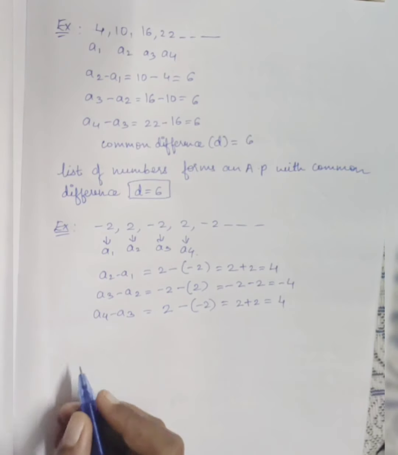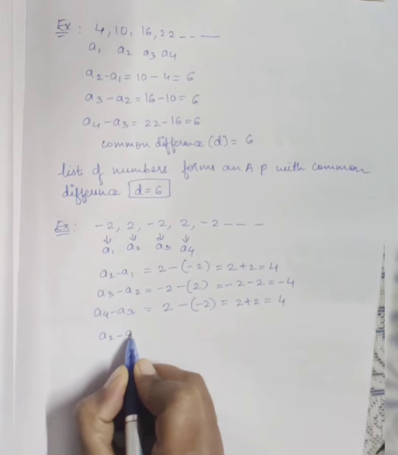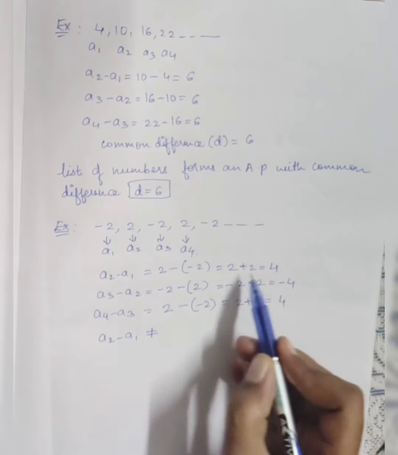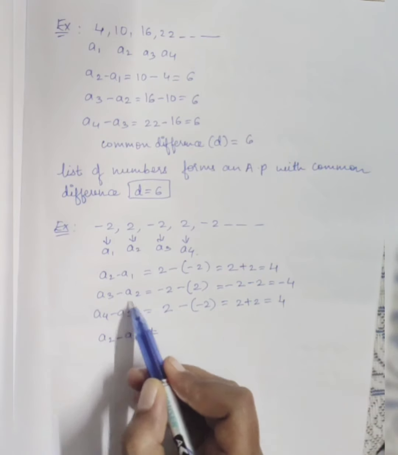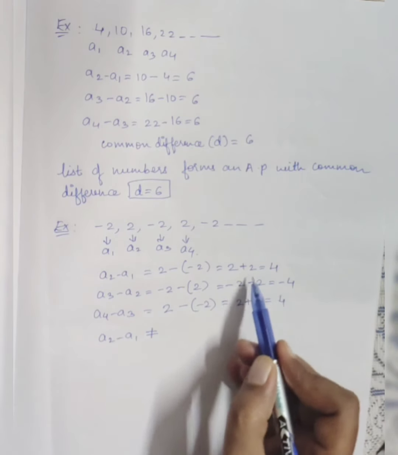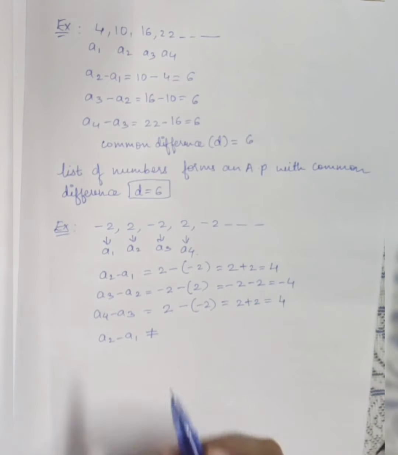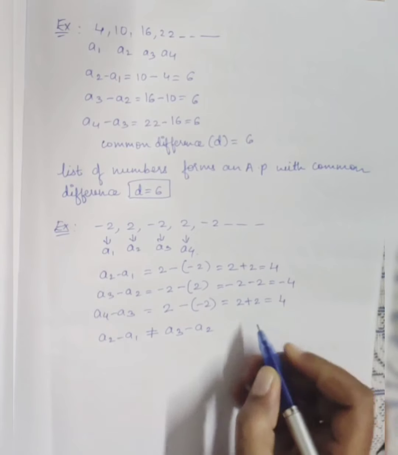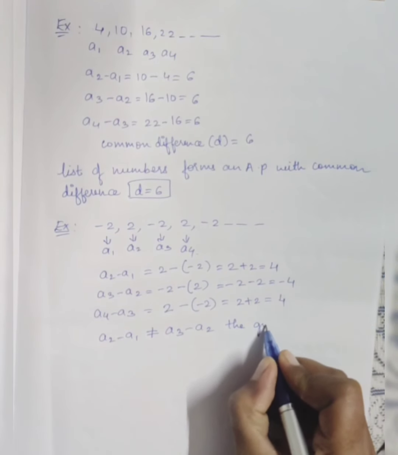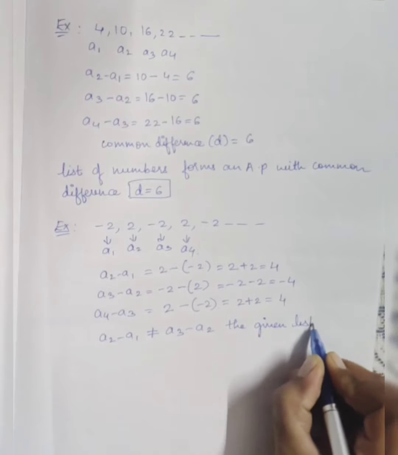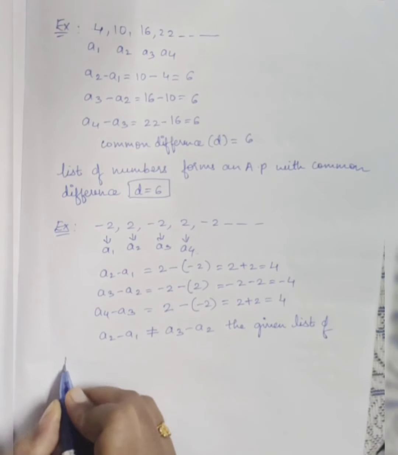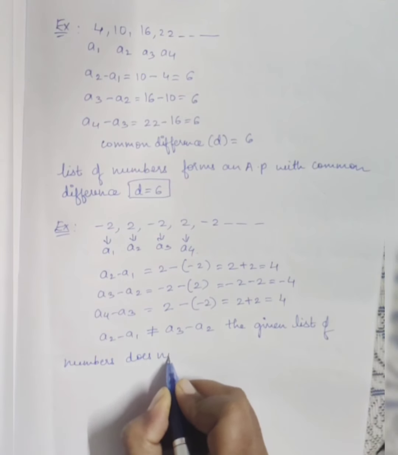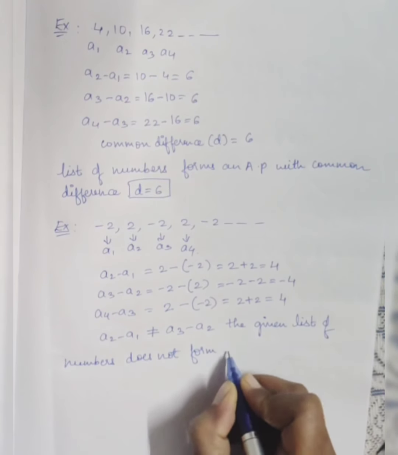So what can we do here? A2 minus A1 is not equal to A3 minus A2. A2 minus A1 is 4 and A3 minus A2 is minus 4. That means these are not equal because of the change in sign. One is positive, one is negative. So you can write: the given list of numbers does not form an AP.